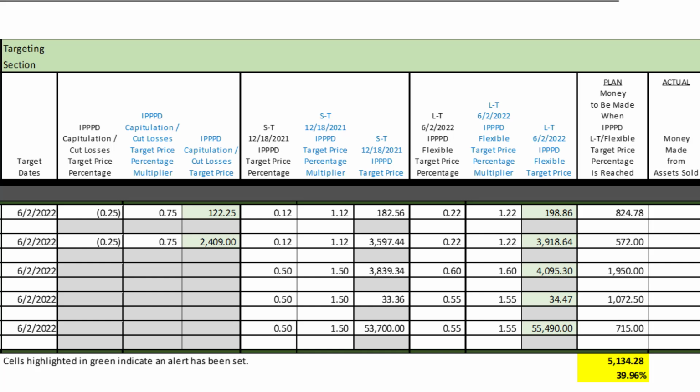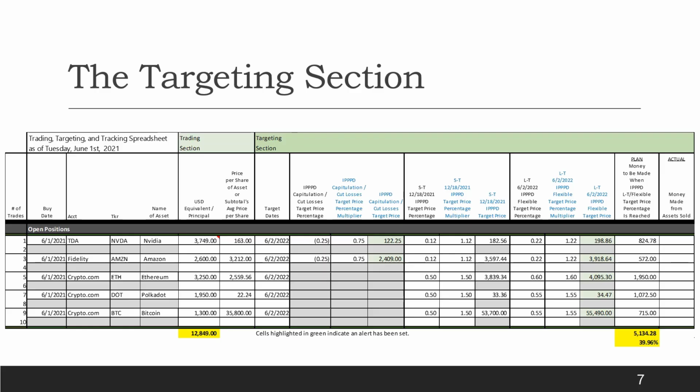Then we multiply the buy price times 0.75 to get our capitulation target price. NVIDIA could be sold if its price fell to $122. Amazon could be sold if its price fell to $24.09. As for the cryptocurrencies, we're all in 100%, so there is no capitulation target price. Although both of our stocks have the same capitulation percentage, negative 25%, 75% of the original price, these percentages can be set for stocks individually.